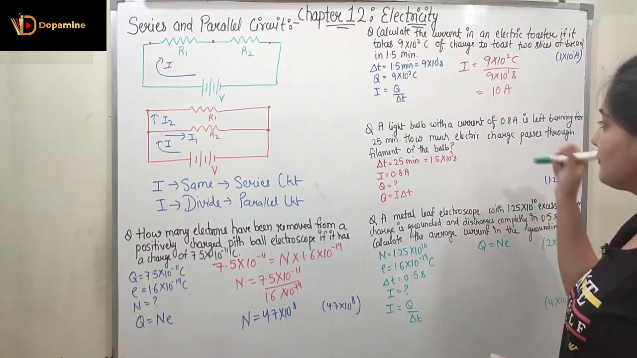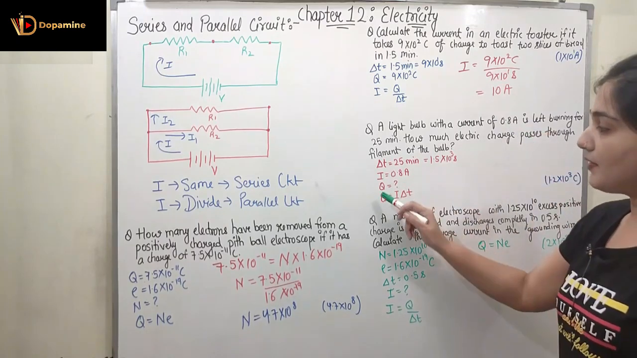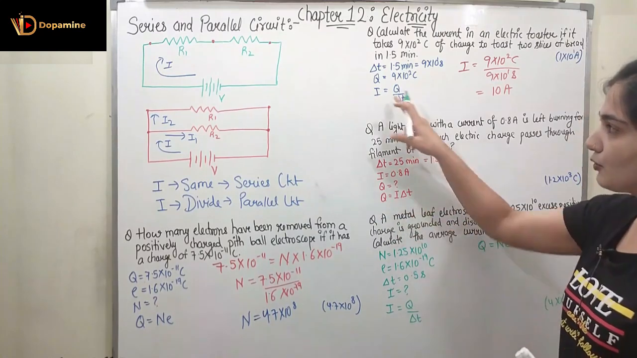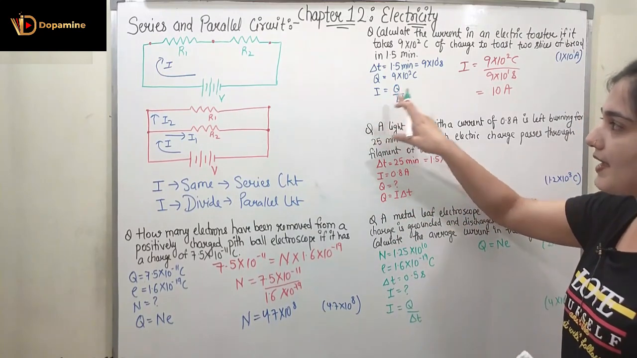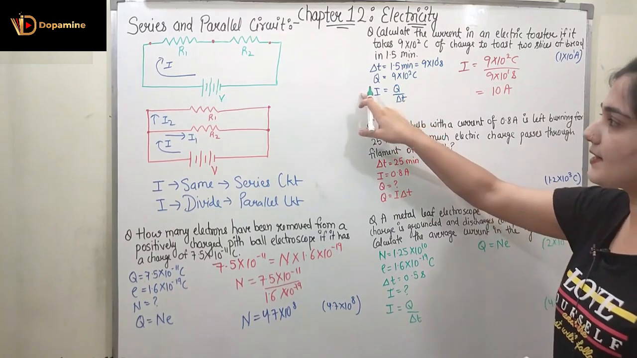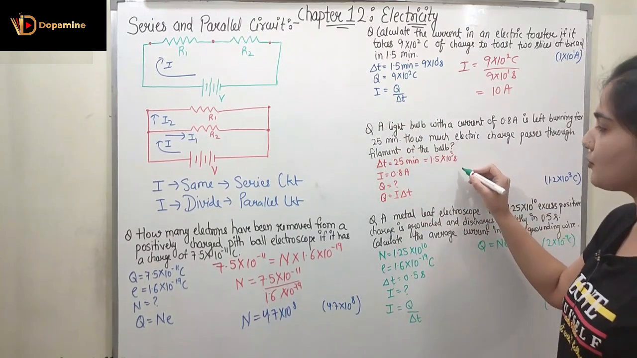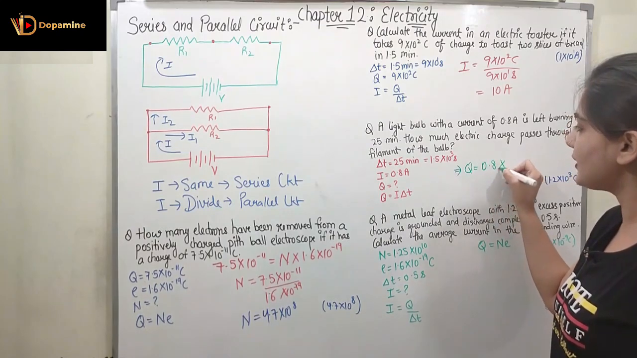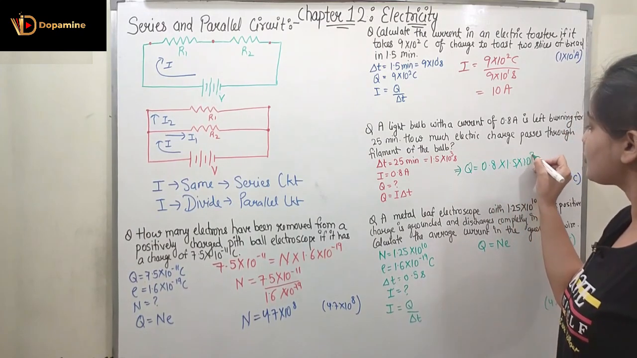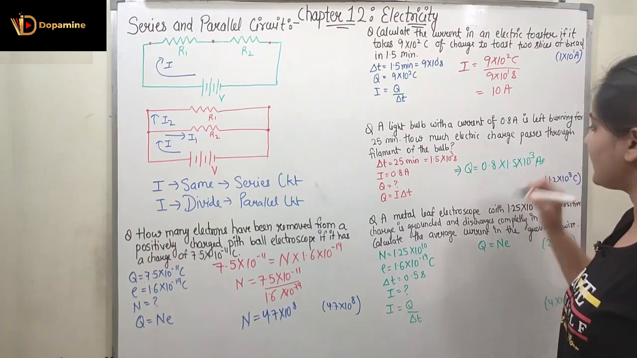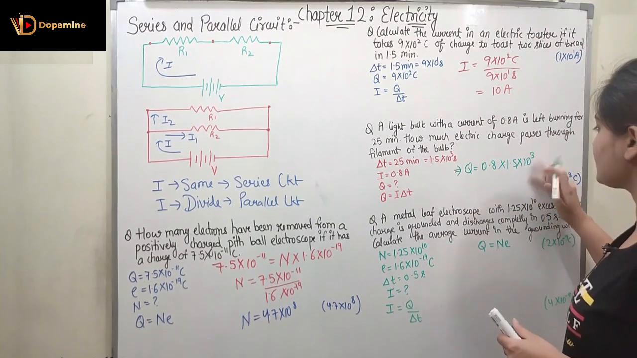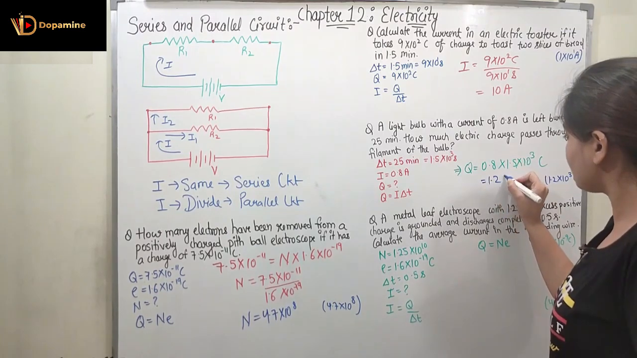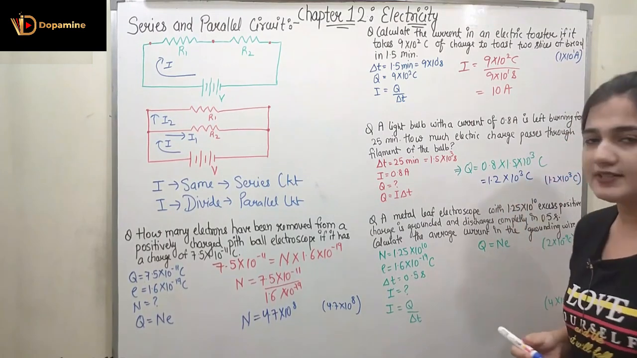The current is given, which is 0.8 ampere. Now we need to find Q. Q will be equal to I times delta t. This is from the formula I = Q upon delta t. If I take delta t to this side, Q will be equal to I times delta t. So Q will be 0.8 × 1.5 × 10^3 ampere second, or we can represent it as coulomb. When you multiply it, you get 1.2 × 10^3 coulomb. This is the total charge.